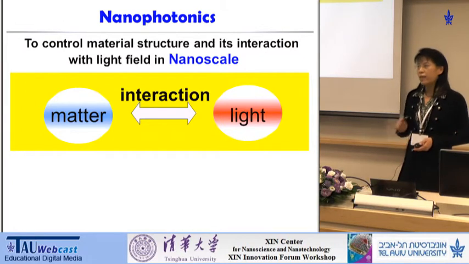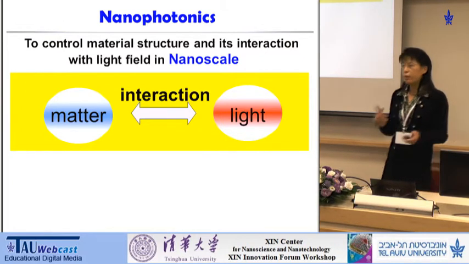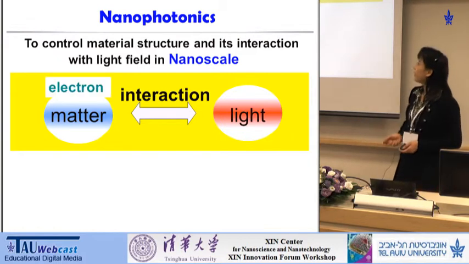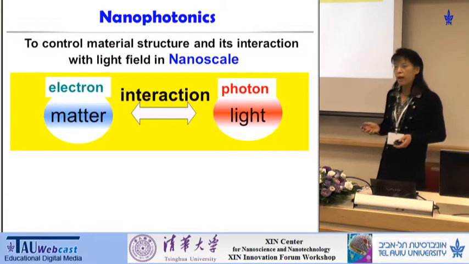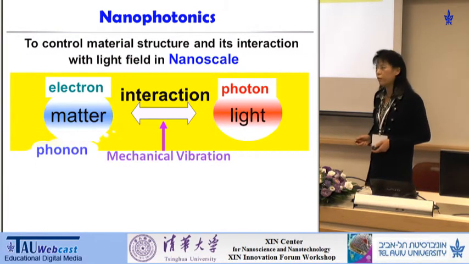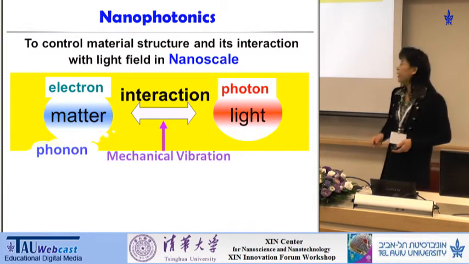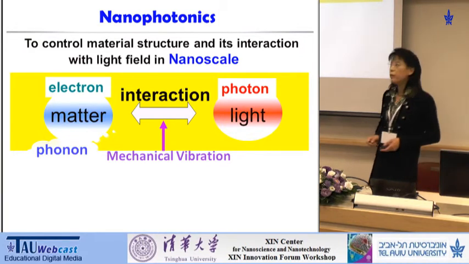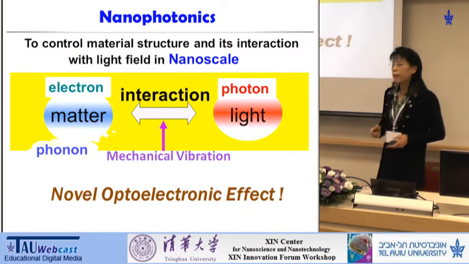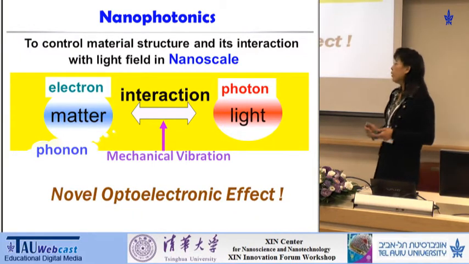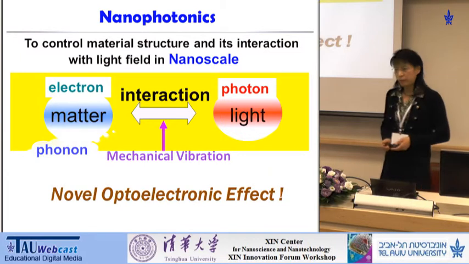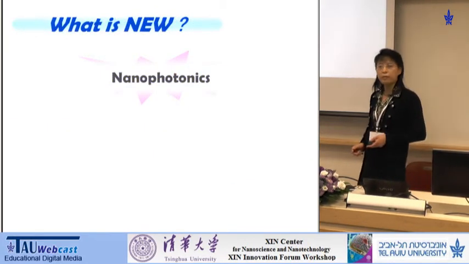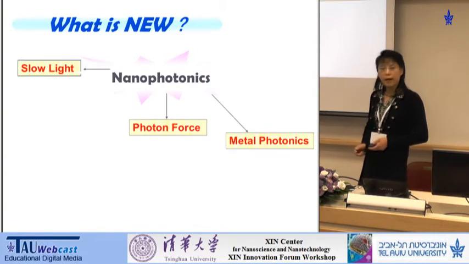We can design the nanostructure to control the behavior of the electron and the interaction between the electron and the light. We can even control phonons. Phonon is a kind of mechanical vibration. It's very sensitive to the nanostructure. So nanophotonics creates a lot of novel optoelectronic effects. So what's new in nanophotonics?